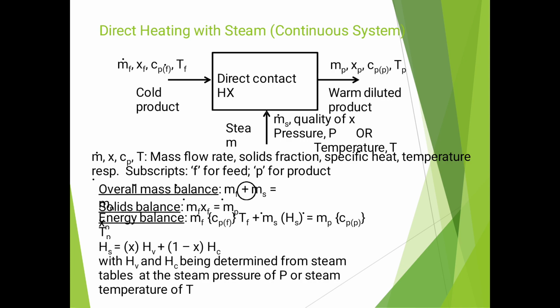Next is direct heating with steam. Direct heating uses continuous steam. The cold product enters at a particular pressure and leaves as a warm, diluted product. Here M, X, C, P and T are the mass flow rate, solid fraction, specific heat and temperature respectively, with subscript F for the feed and P for the product.